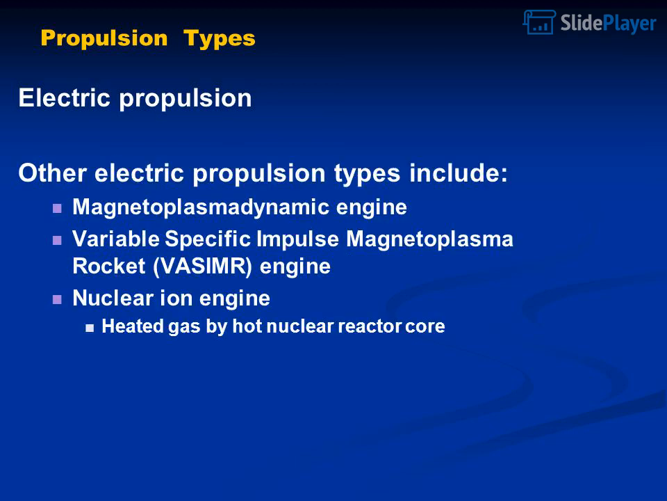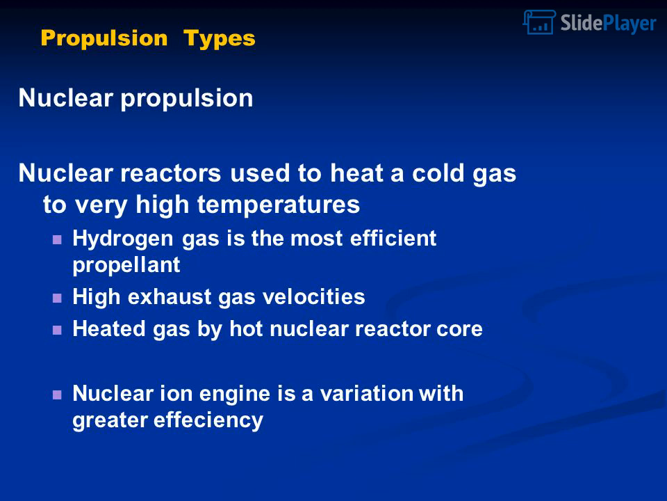Other electric propulsion types include the magnetoplasma-dynamic engine, the variable specific impulse magnetoplasma rocket, VASIMR, engine, and the nuclear ion engine, with gas heated by a hot nuclear reactor core. Nuclear reactors are used to heat a cold gas to very high temperatures.